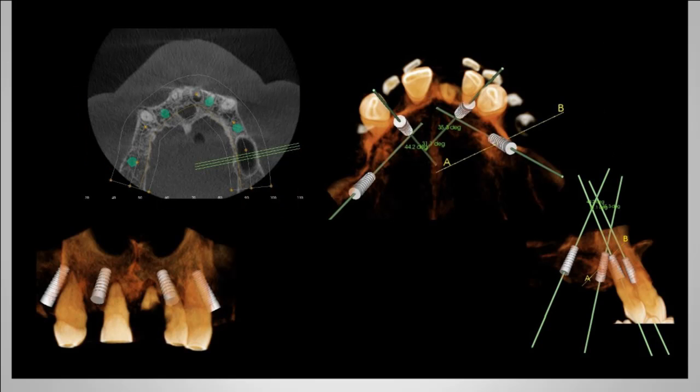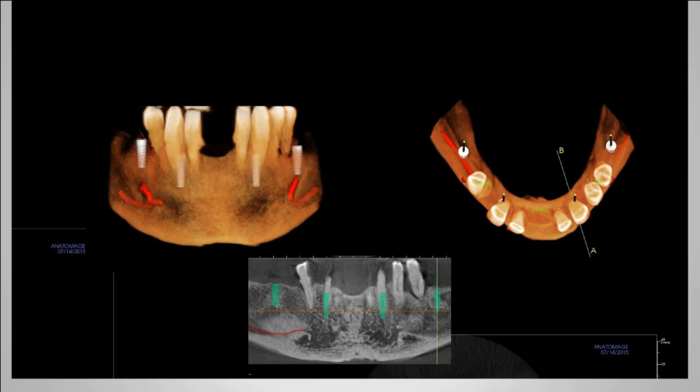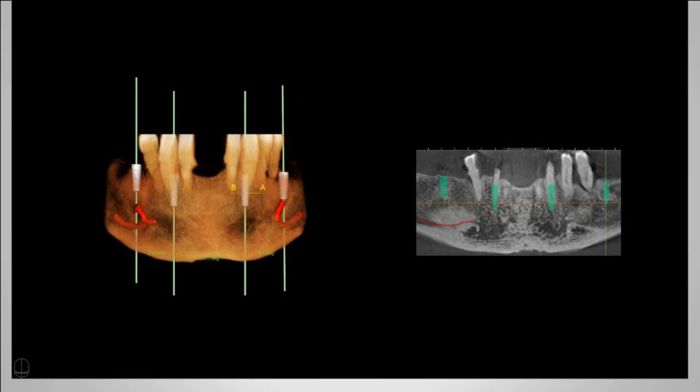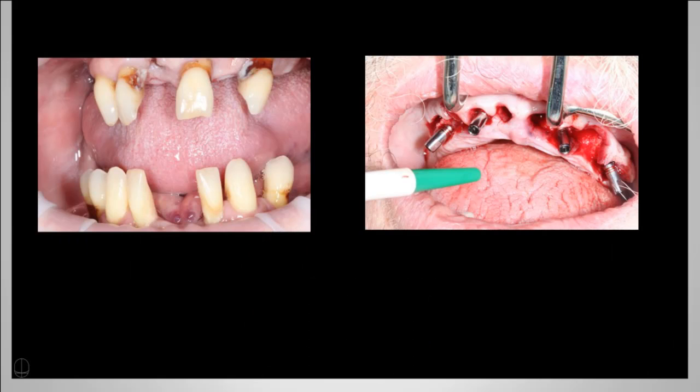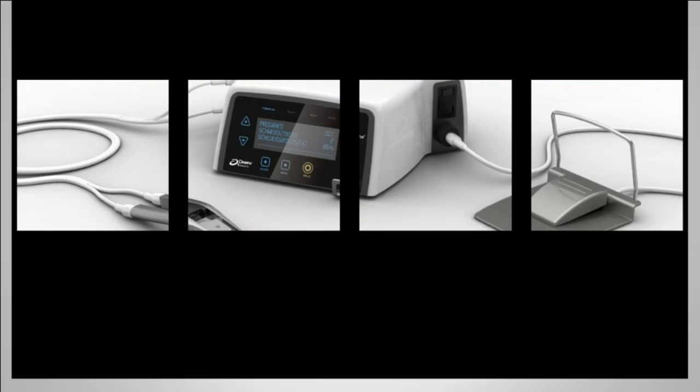So this is planning that we've carried out for the 4 implants. We're going to need to use an angled implant on the upper there, and on the lower we unusually have enough bone volume above the ID canal to be able to put the implants in without needing to angle them and to get good AP spread. We've removed the teeth and placed the implants.